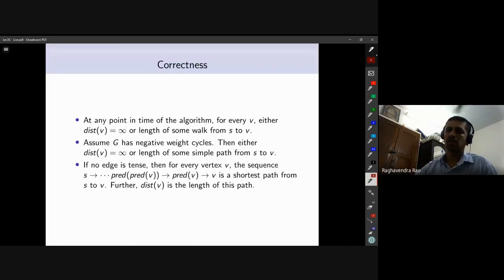So this is what is required for correctness. Assuming that there is no negative weight cycle, we can inductively prove that either the distance of a vertex is infinity or it is the length of some simple path from S to V. Further, if there is no tense edge, then the predecessor relation in fact represents the shortest path, and distance of V is the length of that shortest path. We'll skip the details.